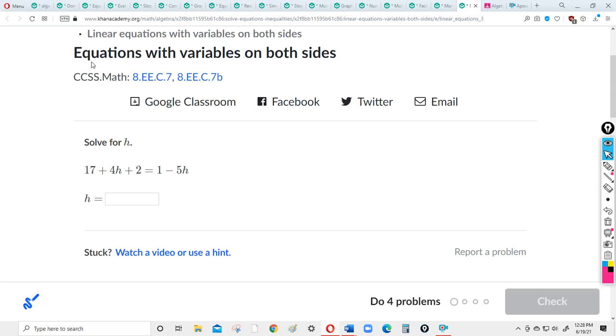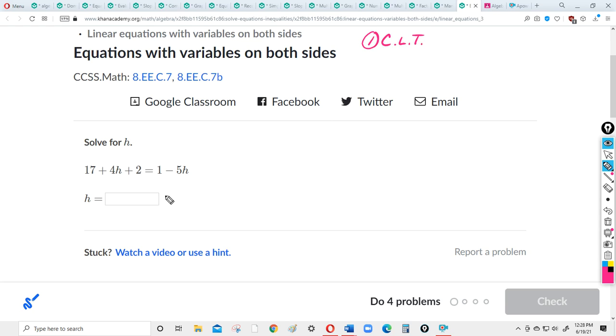This will be for the assignment, equations with variables on both sides. Now, there's basically two steps to solving these types of problems. The first step is to combine like terms.